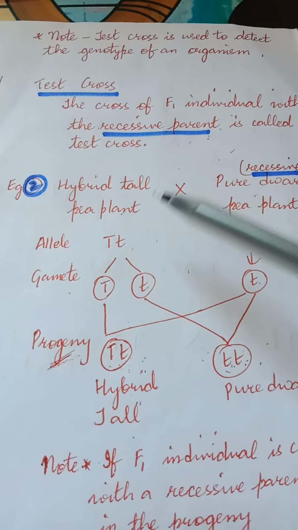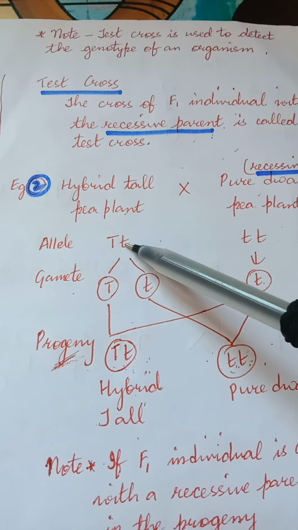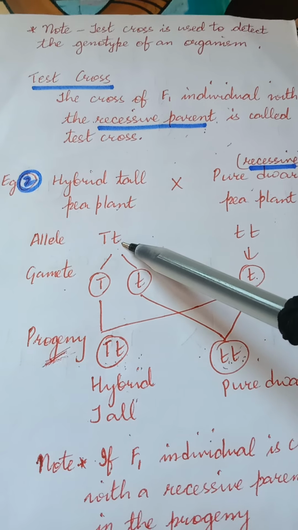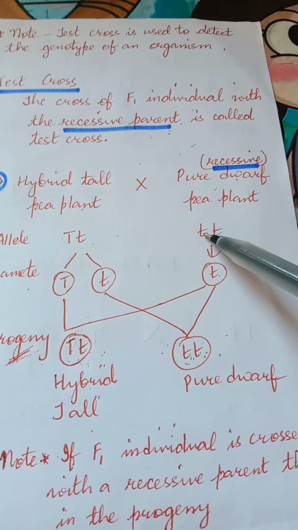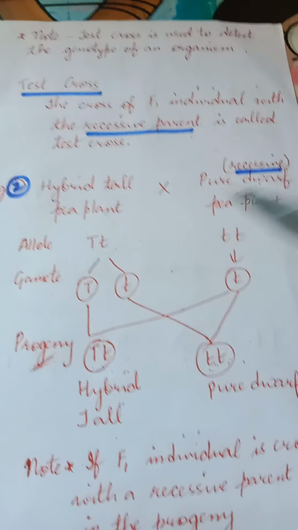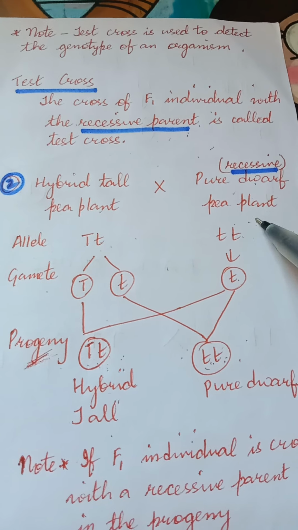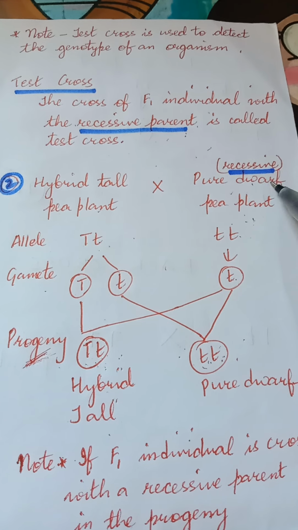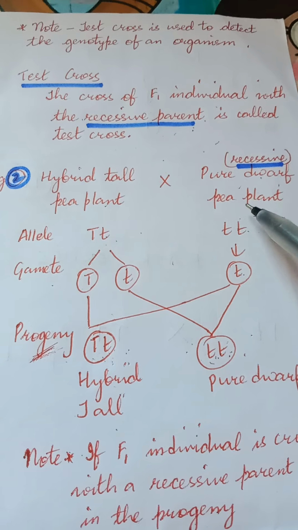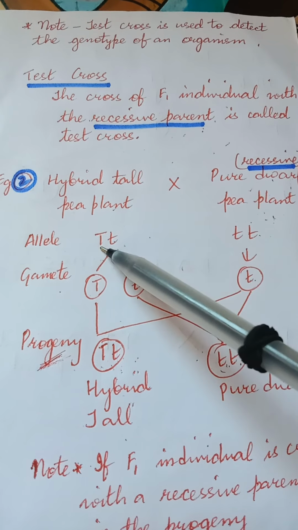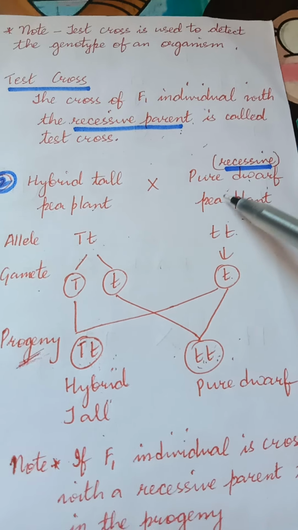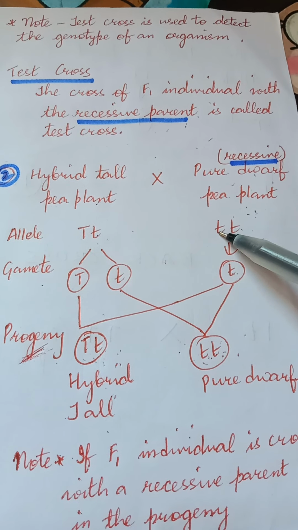In the next case, if we cross the F1 individuals, that is the offspring that we have got in the F1 generation, with the recessive parent, recessive parent means small t, then what will happen? This type of cross, if we are crossing with the recessive parent, is also called test cross. This type of back cross is known as test cross. The allele for the hybrid tall pea plant is capital T and small t, whereas the allele for the pure dwarf pea plant is small t, small t.